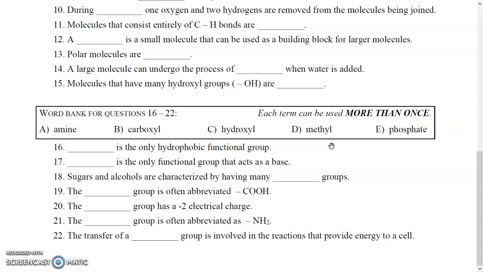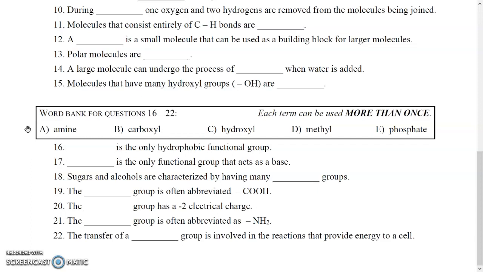Number 17, blank is the only functional group that acts as a base. The correct answer here is A, amine. Amine is that NH2 group, and what it does is it tends to attract hydrogen ions, or H+, out of solution. And remember, that is what a base does. Anything that takes hydrogen ions out of a solution is basic, so that means that A, our amine group, is the functional group that would act as a base.